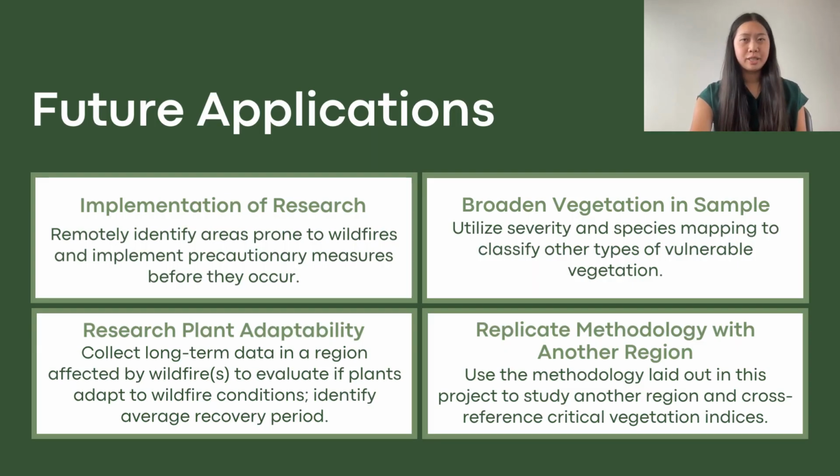For future applications, we recommend 4 main points. First, to identify more areas that are prone to wildfires. Next, to collect long-term data and evaluate if plants adapt to wildfire conditions. Then, to broaden vegetation in samples by mapping more species affected by wildfires. And lastly, to replicate our methodology within another region.